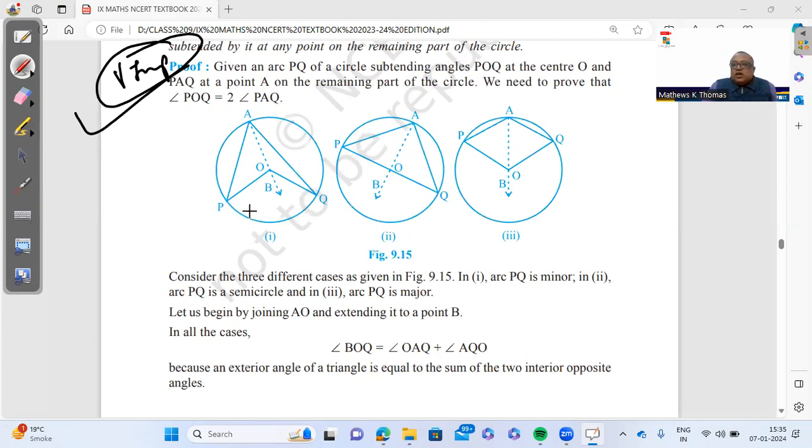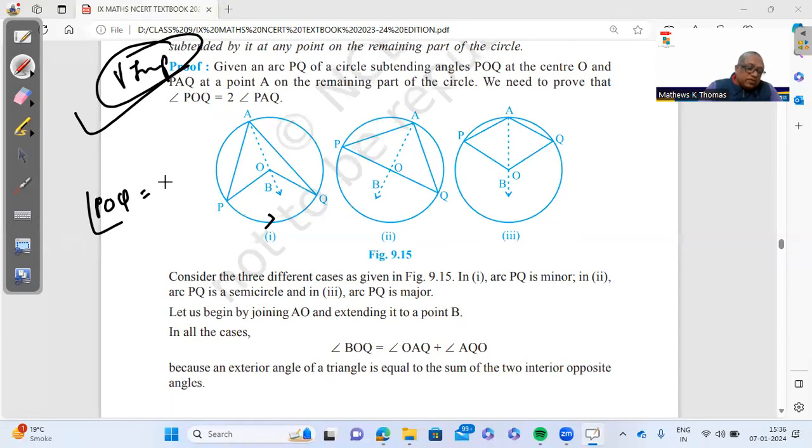So here we are considering three cases. PQ is the arc, and this is the angle being subtended at the center of the circle. This is the angle on the remaining part. So here we have to prove that angle POQ, that is the angle at the center, is double the angle on the remaining part. So the angle at the center is angle POQ, and the angle on the remaining part will be angle PAQ.